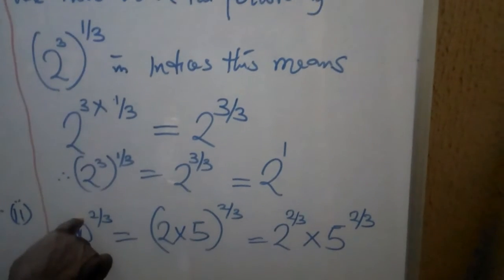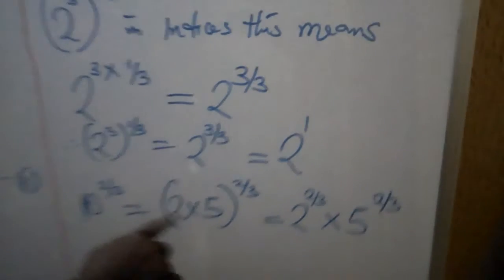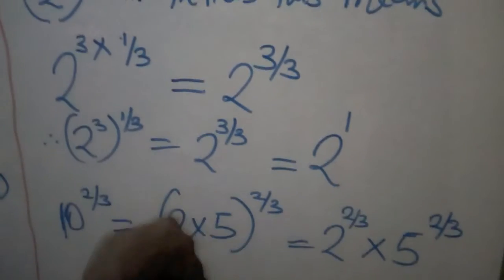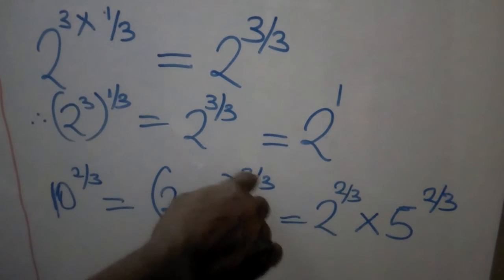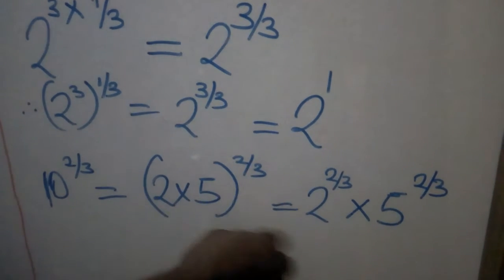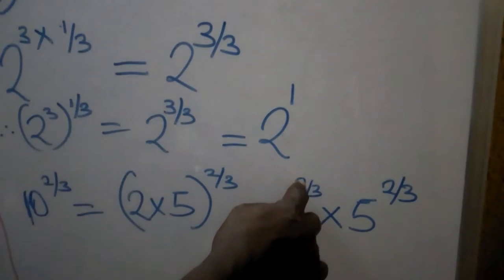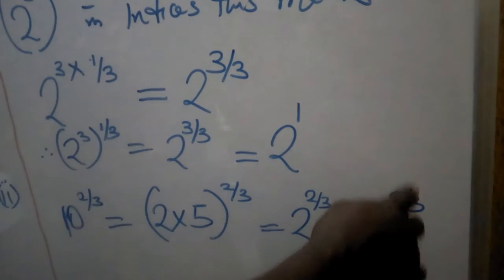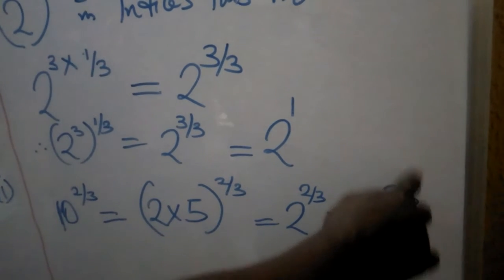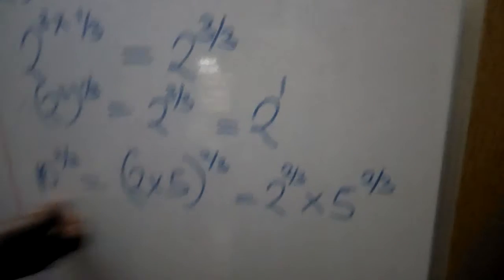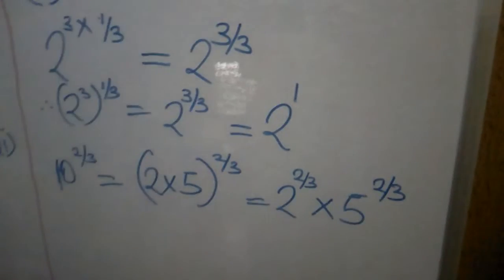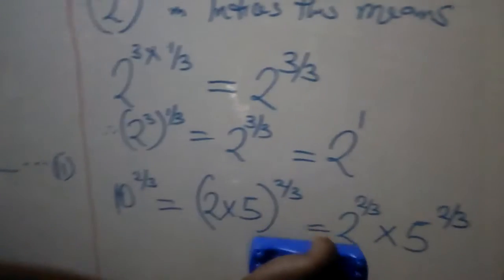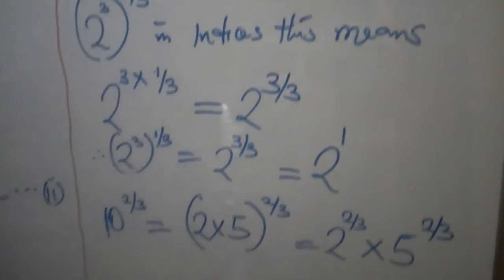Ten to the power of 2 over 3 will give you 2 times 5 to the power of 2 over 3. This will give you 2 to the power of 2 over 3 multiplied by 5 to the power of 2 over 3. This is what you get if you further express it. Now, if you want to put this back into the original equation, you will now have this.